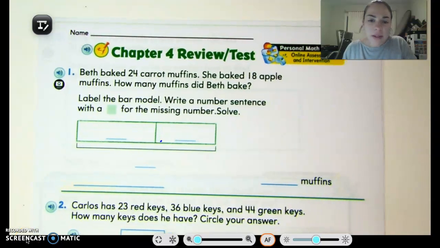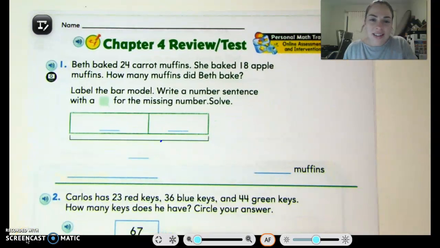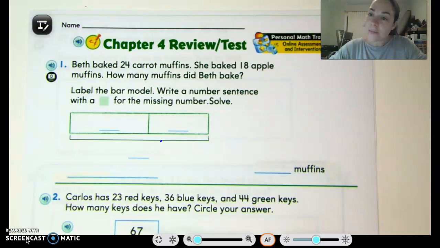Good morning, mathematicians. Today we are going to start our Chapter 4 review. In Chapter 4, we have been learning strategies to add two-digit numbers. We're going to do half today and half tomorrow, and you will take your Chapter 4 test on Wednesday.